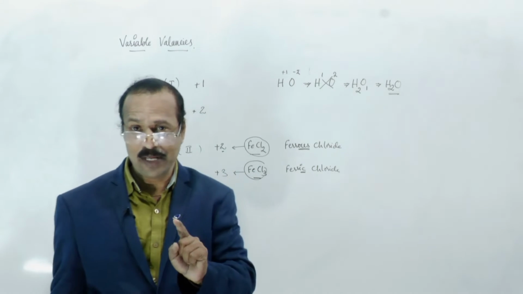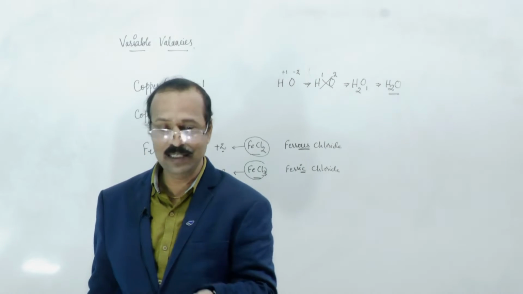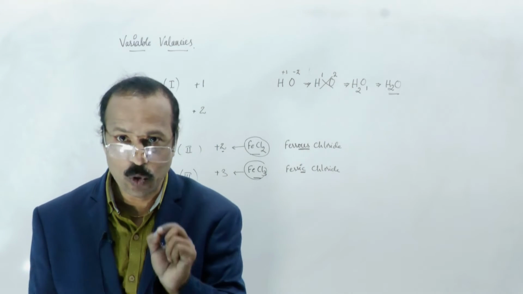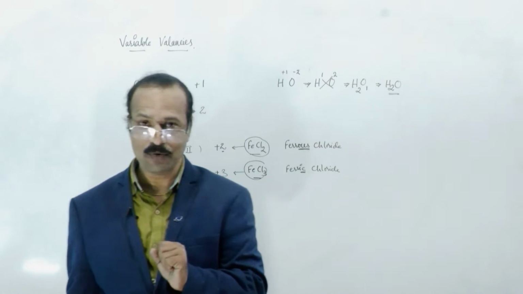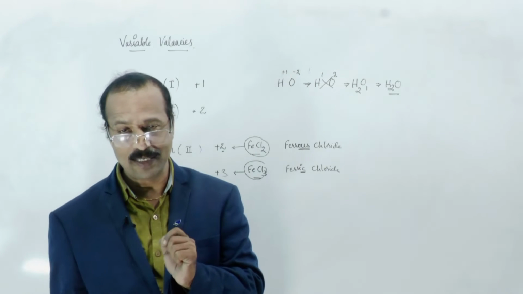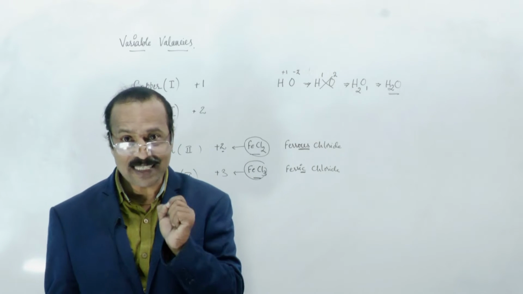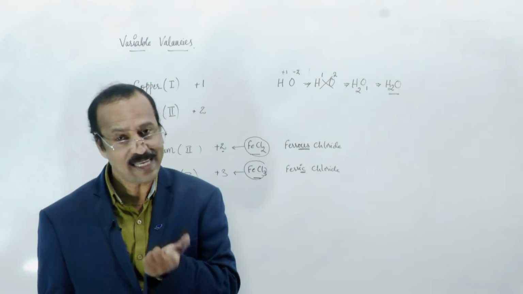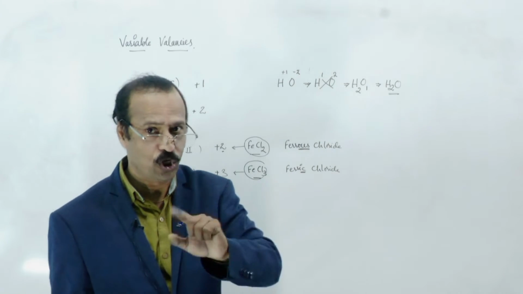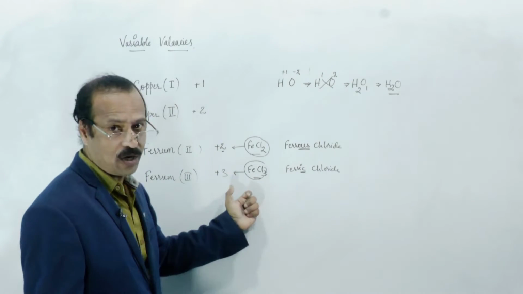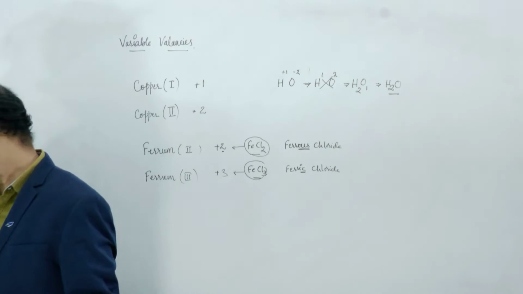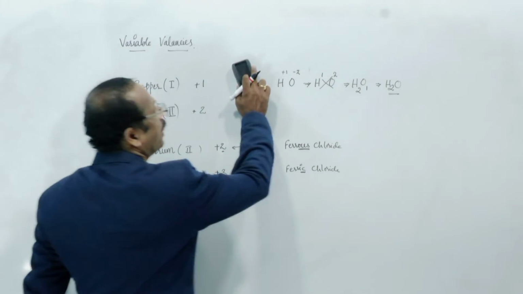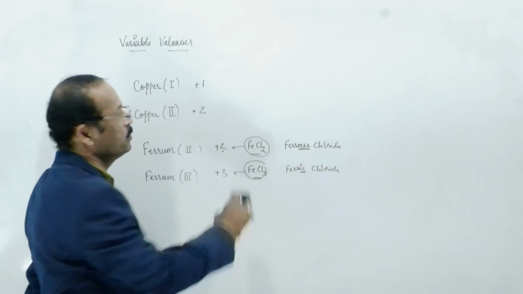If one element is exhibiting two types of valencies, we see which is the lower valency and which is the higher valency. If it is a lower valency, we call it us. If it is a higher valency, we call it ic. Clear to you? Chalo. Now, let me check whether you understood or not, students.